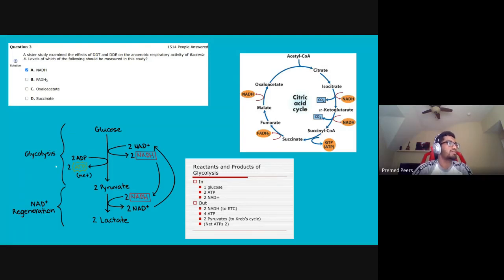The other ones are FADH2, oxaloacetate, and succinate. Oxaloacetate and succinate are most relevant in terms of the citric acid cycle. However, that is an aerobic process. We do need oxygen to continue and finish out the process, so it wouldn't be relevant here. And FADH2 is also created in the citric acid cycle, so it wouldn't be relevant here either.